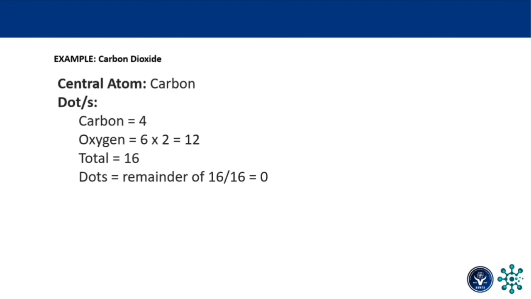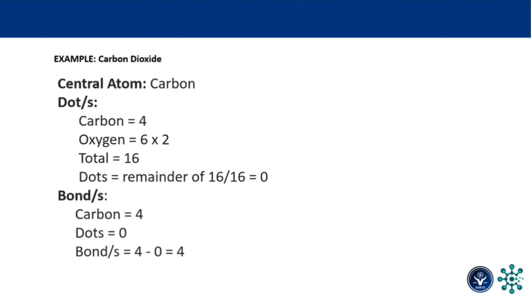Next is to identify the number of bonds the central atom will make. Our central atom again is carbon. It has 4 valence electrons. We have determined earlier that the central atom will have no dots in the structure. So again, the number of bonds it will make in the structure is the number of valence electrons that the central atom has minus the number of dots calculated. So 4 minus 0 is 4. Therefore, carbon will establish 4 bonds.